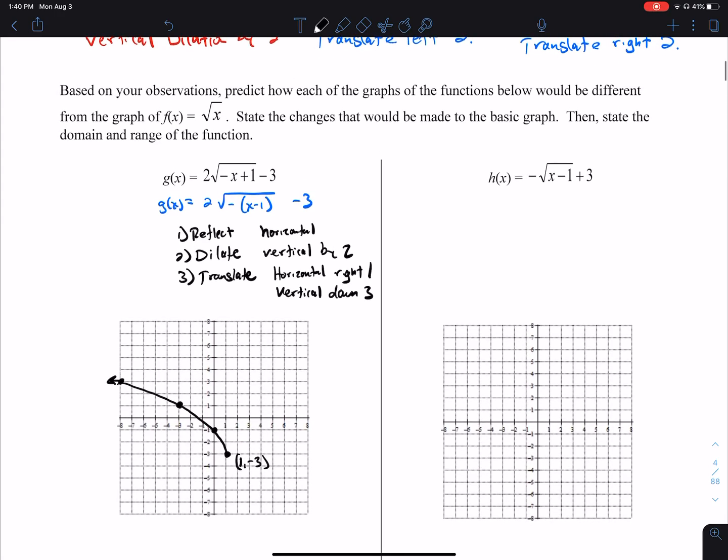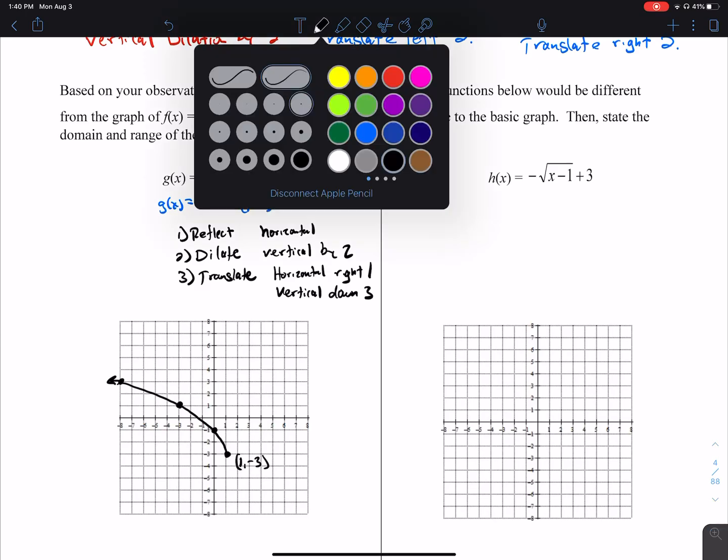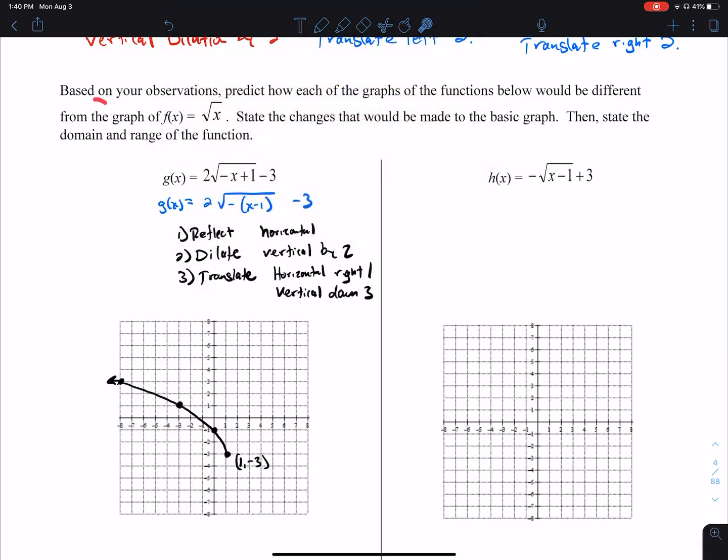All right, so here's a good skill that we want to cultivate, and that is following the directions. I did not do a good job when we read the directions, so let's read them again. Based on your observations, predict how each of the graphs of the functions below would be different from the graph. So we're supposed to make a prediction. I'm going to box in what we're supposed to do. State the changes that will be made to the basic graph. This is more instructions about the prediction, so these go hand in hand. We've done that. That's what this is right here.